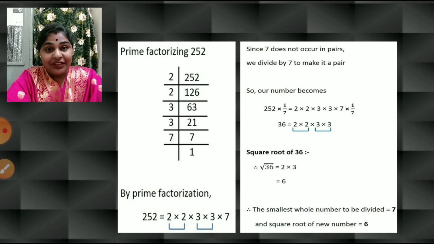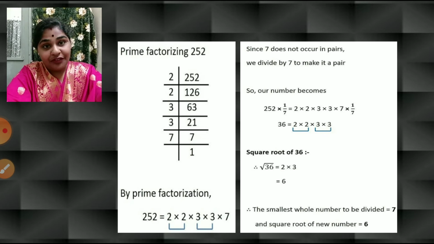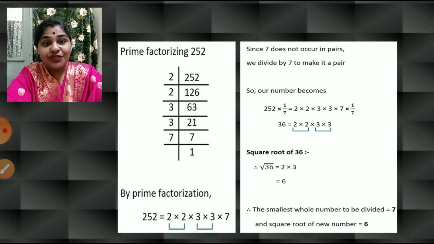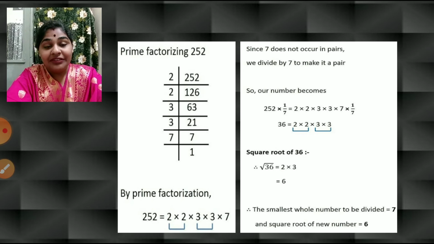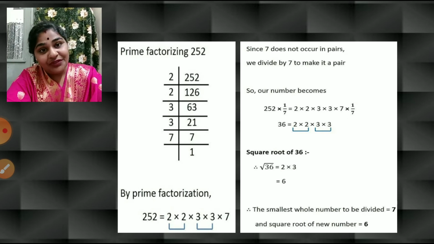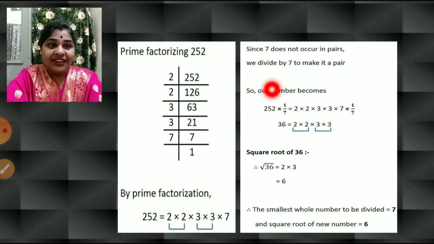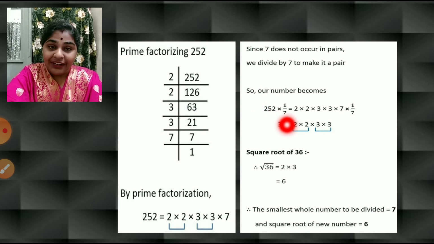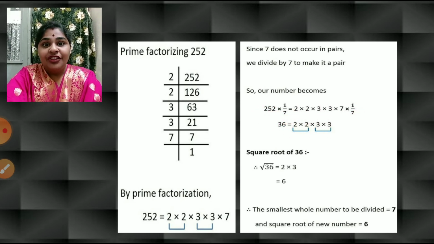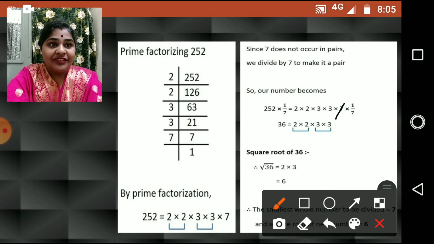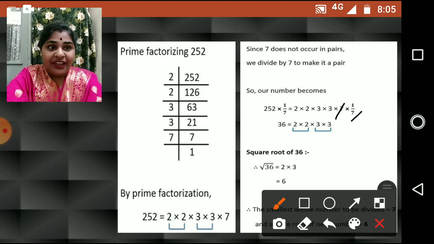So you can see when we pair, 7 is left alone, right? There is no pair to the 7. So since 7 is alone in the pair, we will divide by 7. Now here we have to divide, not multiply, right? So when we divide, both the sides we are going to divide. Now you can see here 252 divided by 7, and this side also we will divide by 7. So in each case here 7 will be cancelled and pair will be 2 and 3, right?